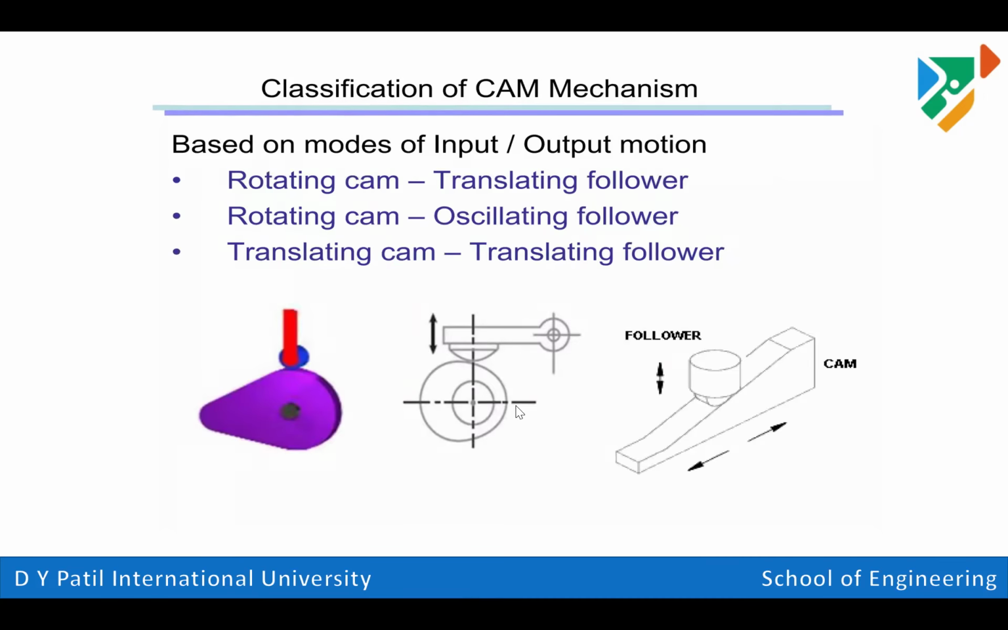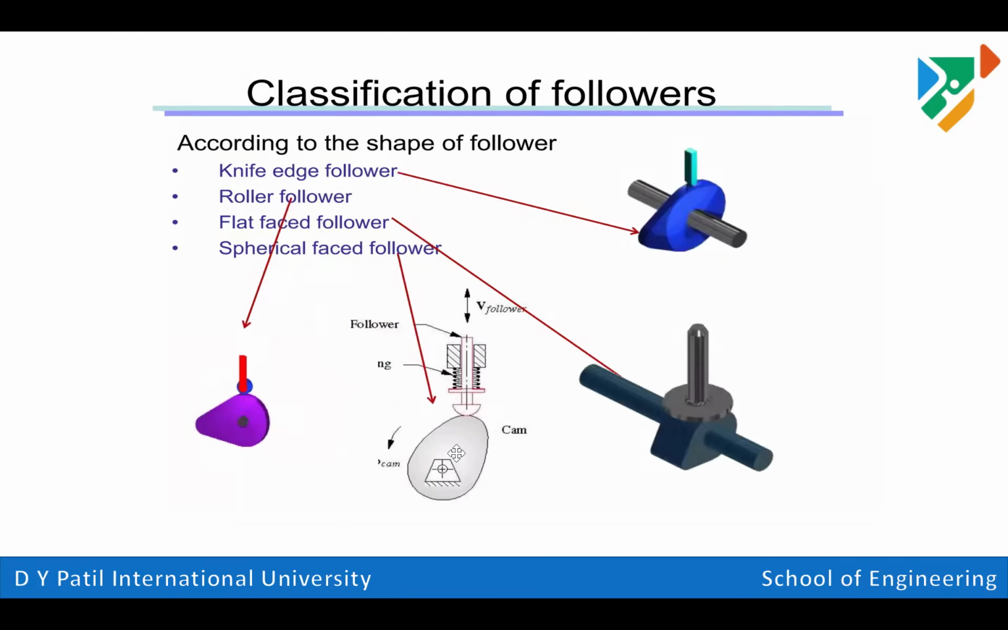Now, we have different types of cams. We have a rotating cam with a translating follower. With the help of a rotating cam, we can also use an oscillating follower. Again, with a translating cam, we use a translating follower. So these are some examples where we achieve motion transmission with these combinations of cam and follower mechanism.